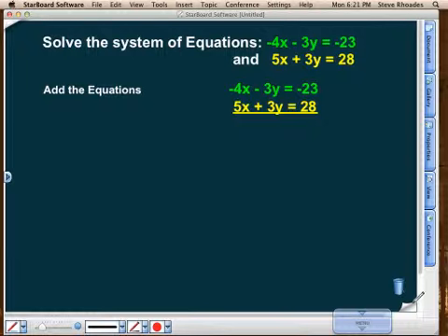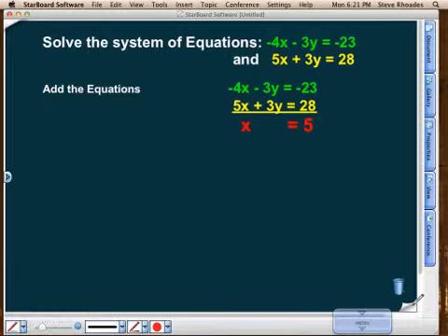So I'm going to add these two equations together. Negative 4x plus 5x gives me x. The negative 3y and the 3y cancel out. So I have x equals 5, right? Because negative 23 plus 28 equals 5. All right, so now I've got one of the variables.